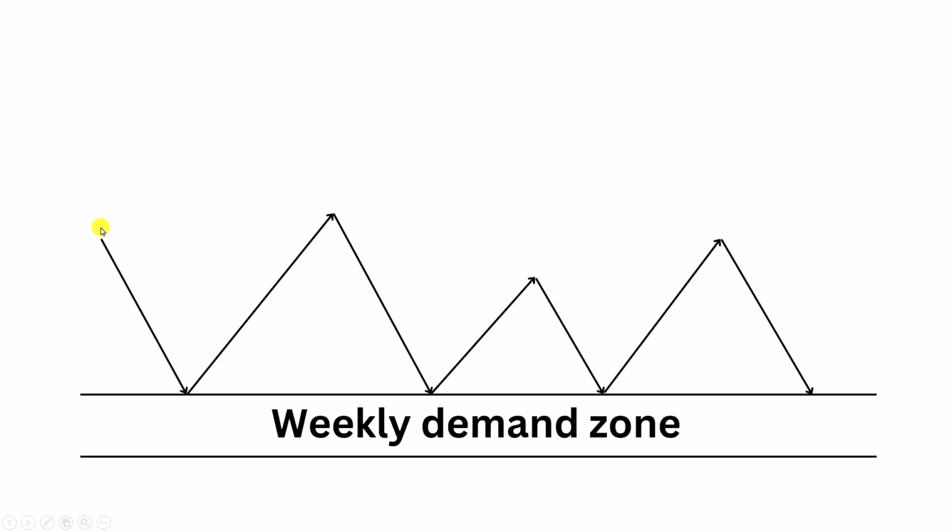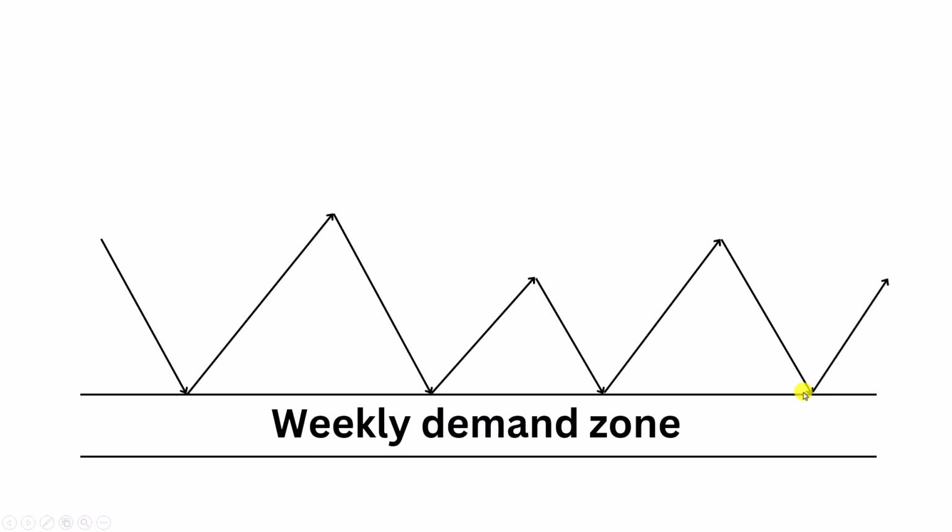Meaning, for the price to come from here to here, it took almost 3-4 months. It is not a very big duration. So, the weekly demand zones are less strong than the monthly zones. So, you can take an entry 3-4 times, but after that you have to be careful. The fourth time you have to be careful in reality.